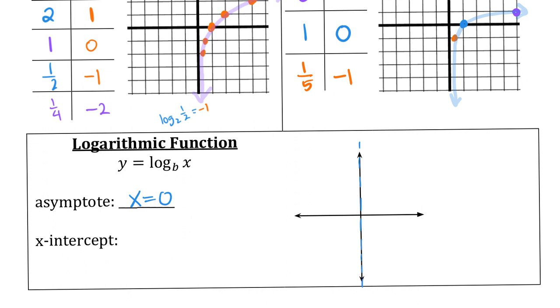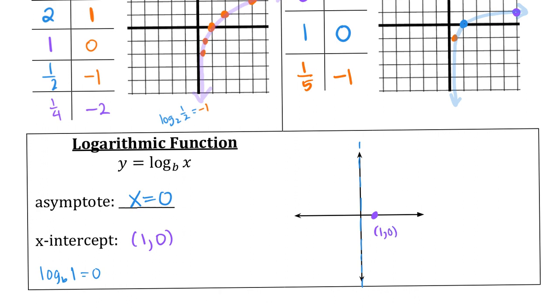The x-intercept. For this one, the x-intercept was 1, 0. For this one, the x-intercept is 1, 0. So generally the x-intercept of a logarithmic function is 1, 0. The reason is because if I do the log base b of 1, b to the 0 gives me 1 every time. So 1, 0 is always on my graph.